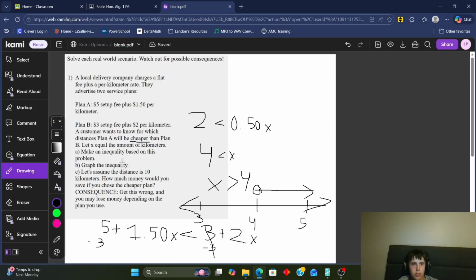So how much money would you save if you chose the cheaper plan? So, we're going to have 5 plus, and we're multiplying by 10, we can just move the decimal one point to the right. So 5 plus 15 is 20, and 3 plus 20 is 23. So we would save $3. And there we go. That's it. So, in conclusion, it's cheaper if it's more than 4. So, you would want plan A if you're going more than 4, and if you're going less, just go with plan B.